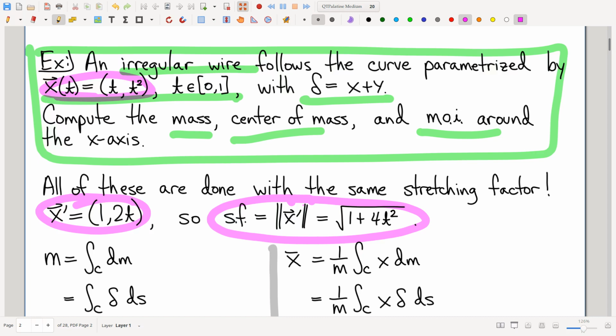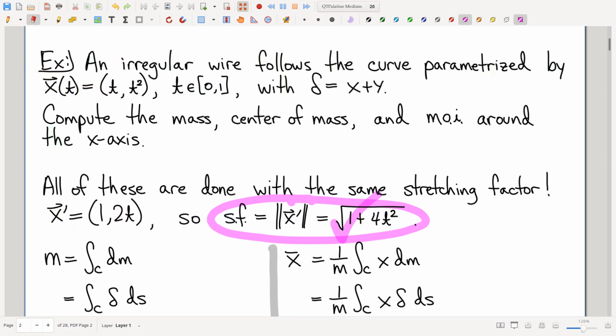And so this calculation that I've done here to get this stretching factor, that's going to apply in all four of these examples. Furthermore, don't forget parameterizations. Parameterizations are literally telling you x and y as functions of t. So not only am I going to be plugging in the same stretching factor, I'm going to be plugging in for all 4 of these examples the same formula for x, the same formula for y. So different computations, but they're going to share so much.